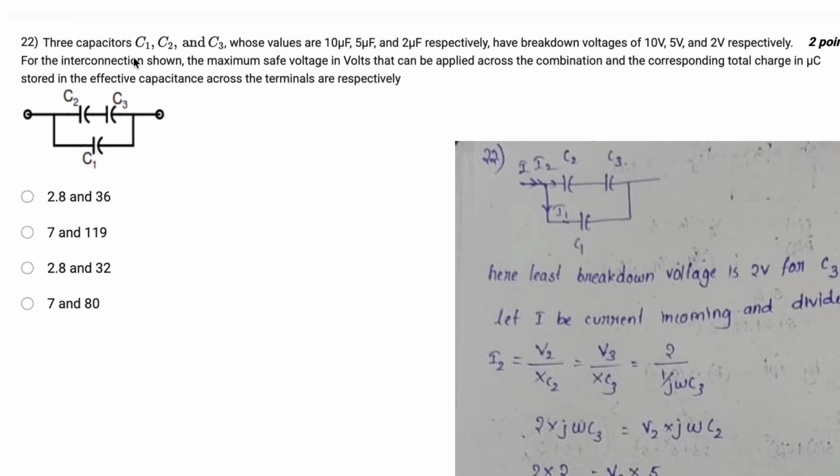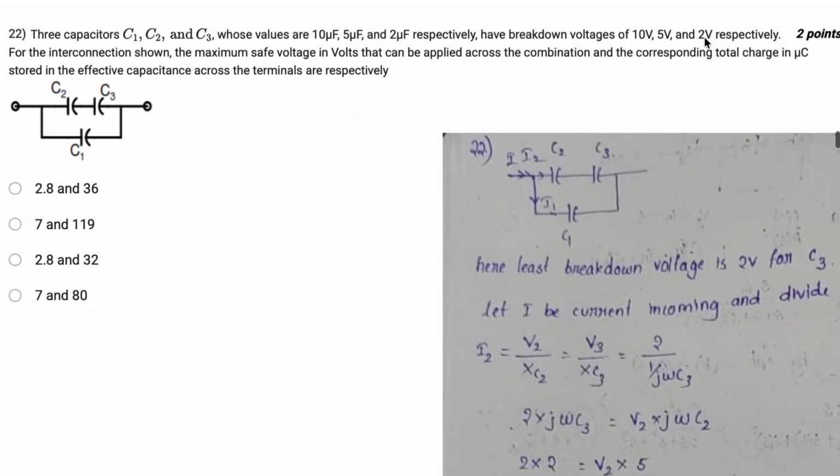He has given 3 capacitors C1, C2 and C3, whose values are 10 microfarad, 5 microfarad and 2 microfarad, with breakdown voltages of 10 volts, 5 volts and 2 volts respectively. For the interconnection shown, he is asking for the maximum safe voltage that can be applied across the terminals and the total charge of the effective capacitance. Of the breakdown voltages 10, 5 and 2, we consider the least breakdown voltage, 2 volts.